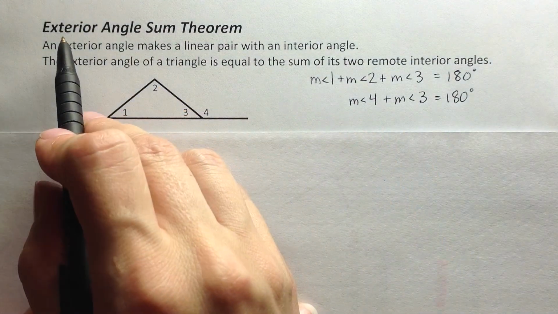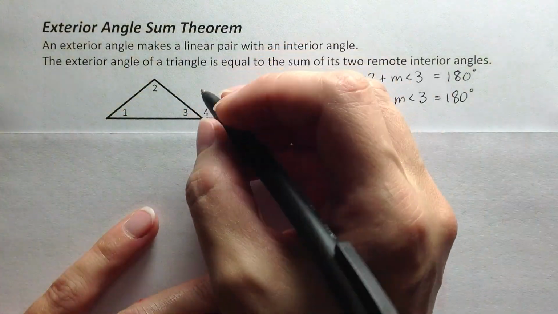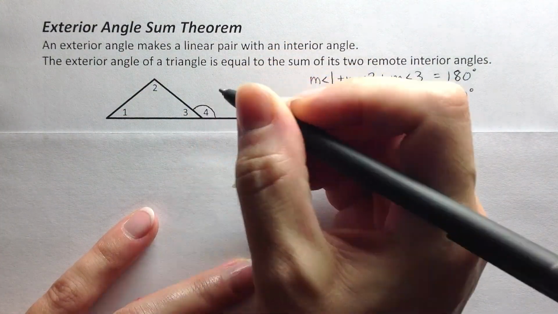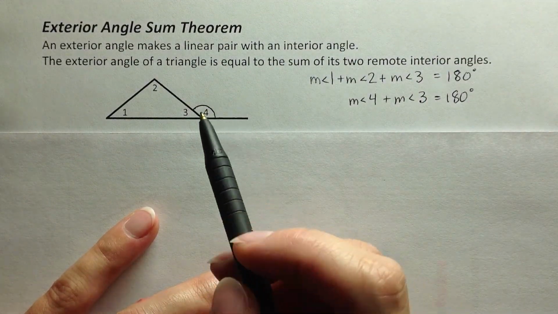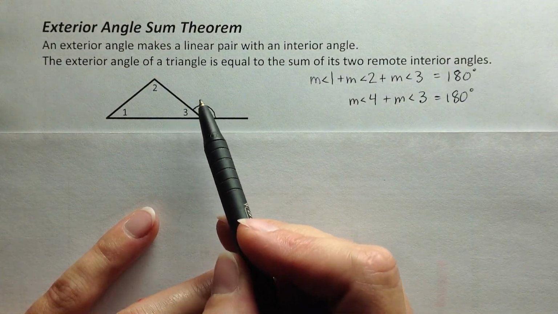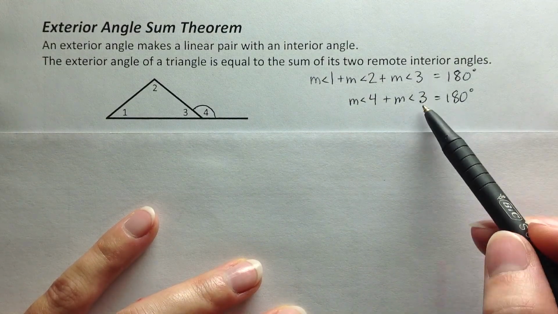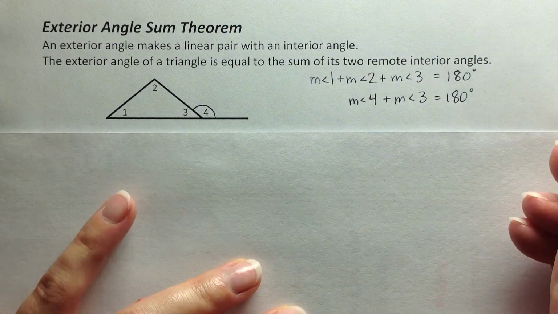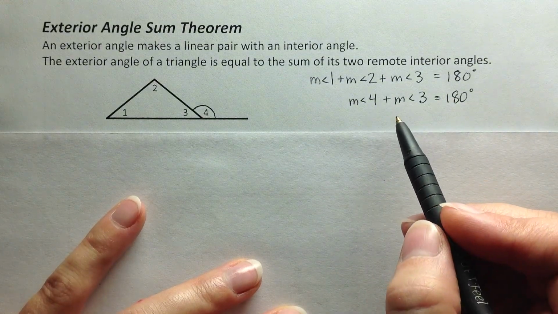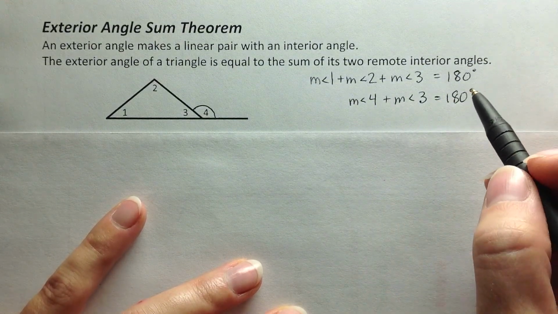Okay, so let me start by defining exterior angle actually. An exterior angle, that is the definition, is the angle that makes a linear pair with your interior angle. Okay, so we've already learned these two theorems in earlier units or lessons. So now I'm going to show you the new one.